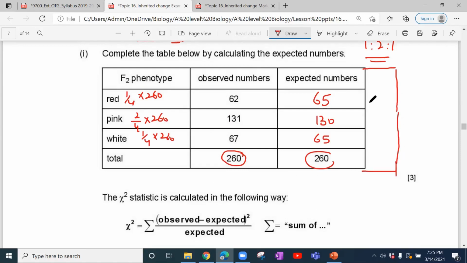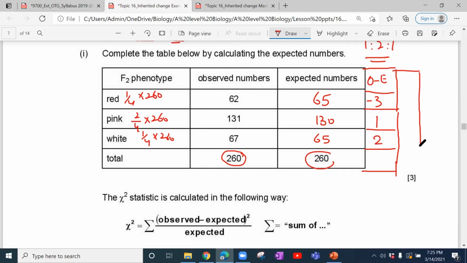So let's work out the difference. It's O minus E, observed minus expected. So in this case, you're getting a -3. Here you're getting a 1 plus 1. Here you're getting a 2. Okay, so what is the next step?